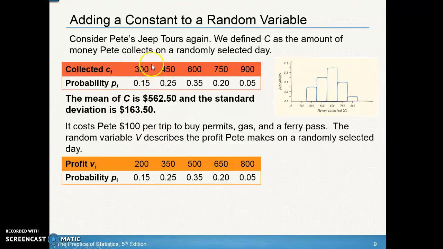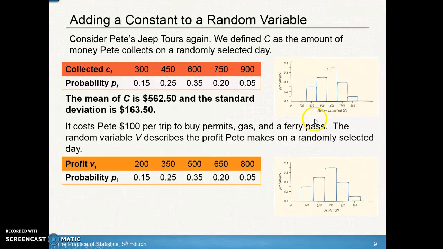So this is how much money he's collected, $300, but it costs him $100 each time. So what we're doing is subtracting $100 to get the new data point. So 450, but he has to pay $100, so he's only making 350. Same with each of the other two. We're subtracting 100 to show how much profit he's actually going to make. Let's take a look and see what that new distribution looks like.